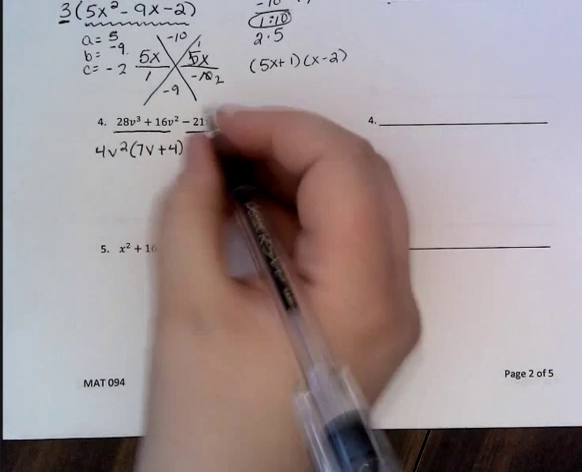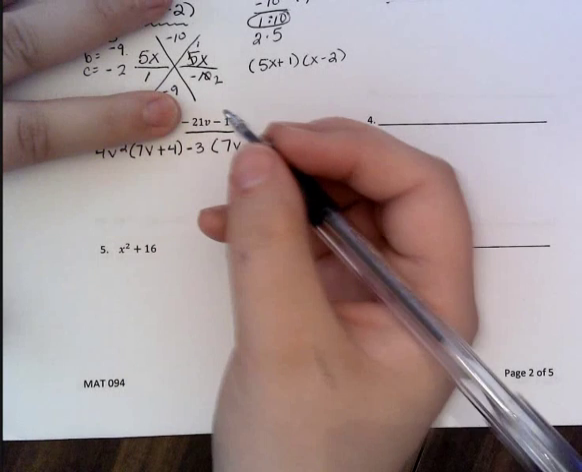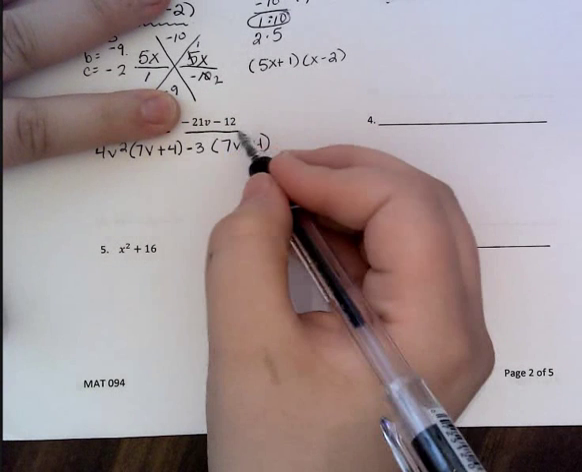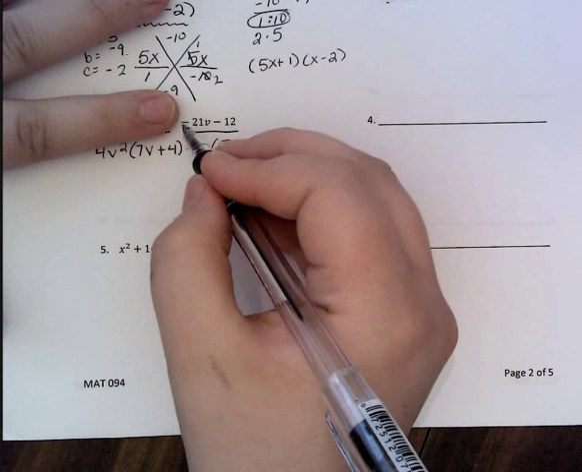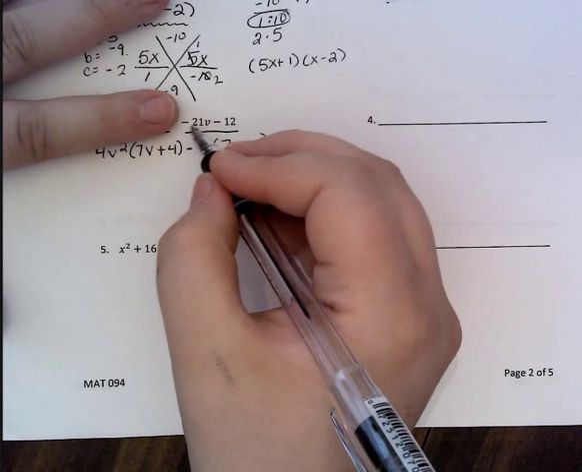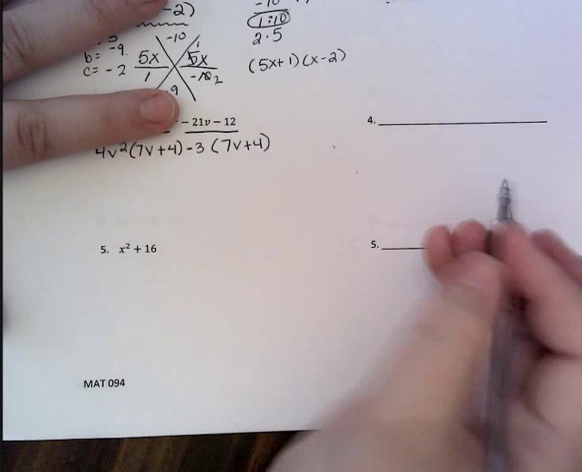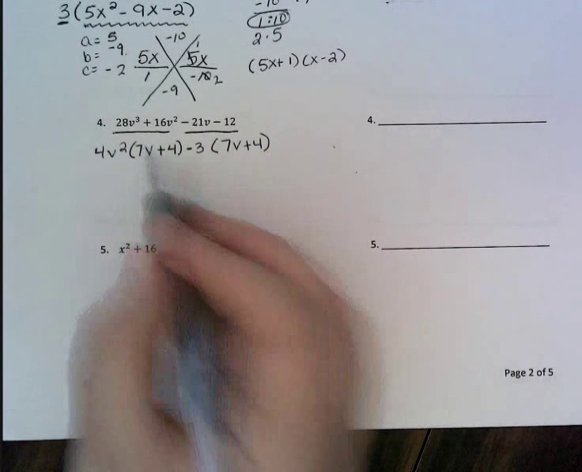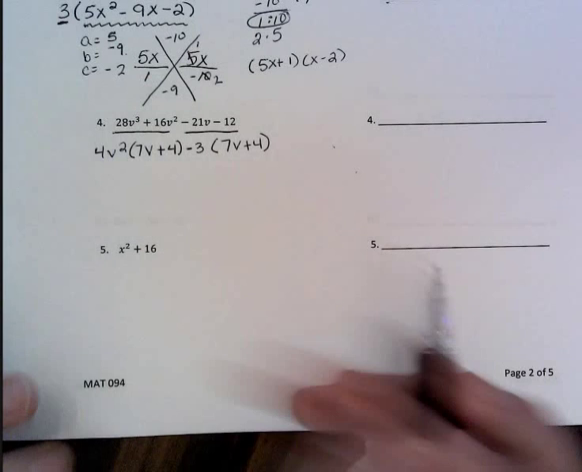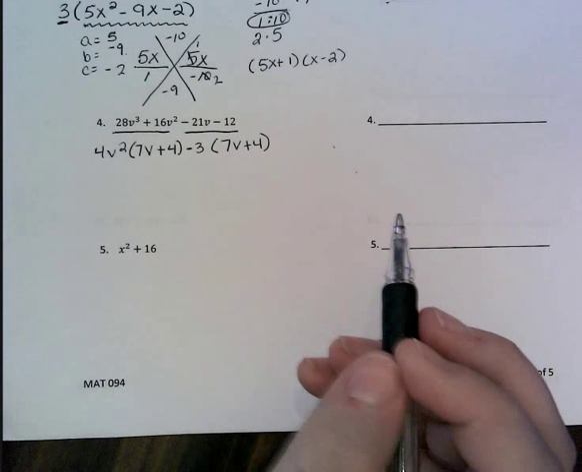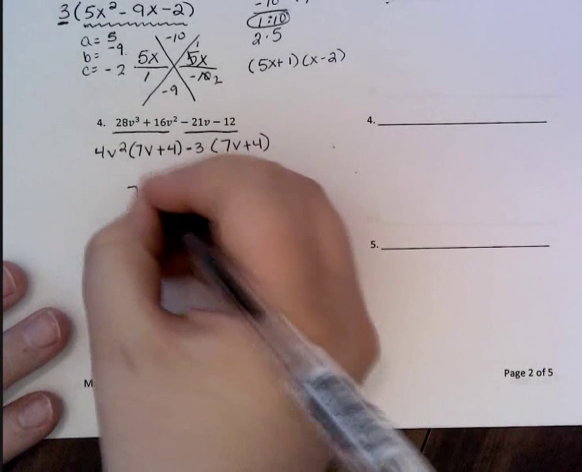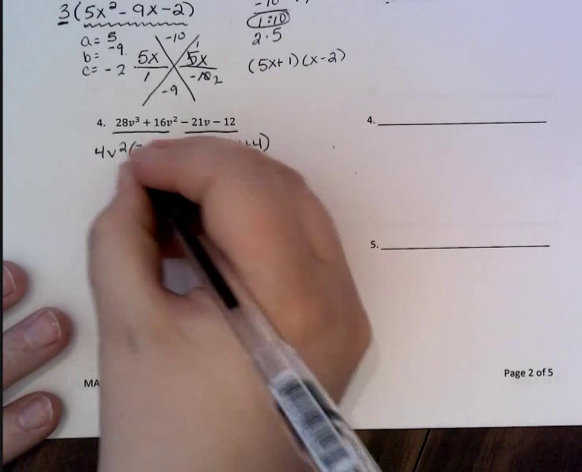And the reason I did that is you've got to look and say, okay, what is the greatest common factor here? Remember, you can't have a negative for this first term, so that's why we had to take out a negative. So this is your checkpoint. Do I have the same thing in each set of parentheses? The answer is yes. So I pull out that 7v plus 4, which leaves me with 4v squared minus 3.